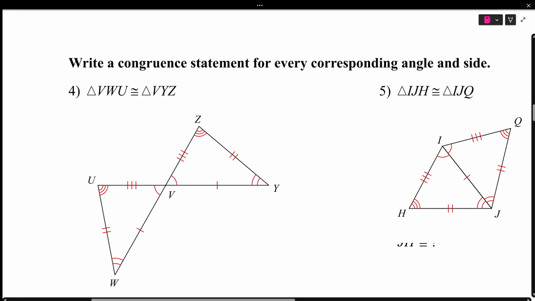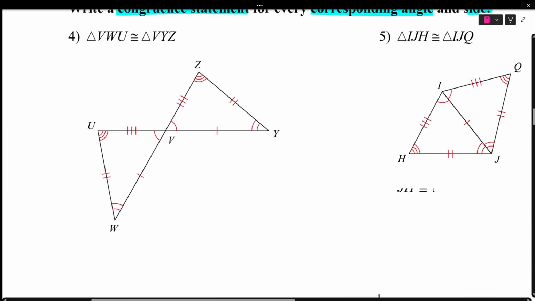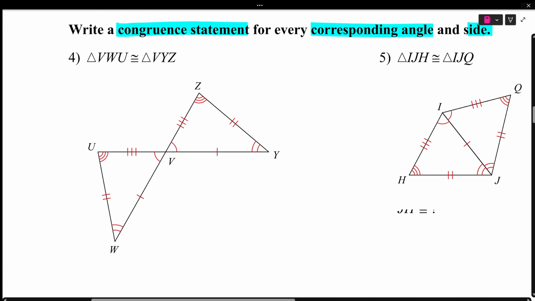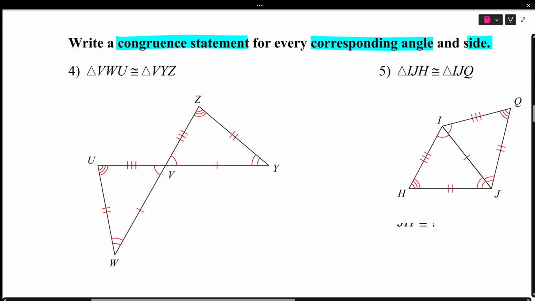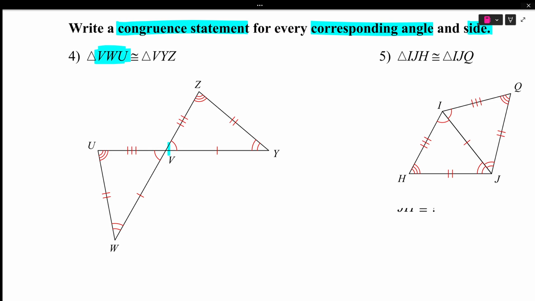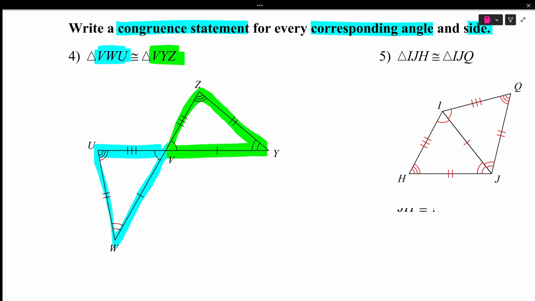Number 4, write a congruence statement for every corresponding angle and side of the two triangles. Numbers 4, 5, and 6 are very similar to each other. I'll do number 4 and then you use that to help you with 5 and 6. I have triangle VWU, and I also have the other triangle VYZ. I know the two triangles are congruent because it says that here. Triangle VWU is congruent to triangle VYZ.